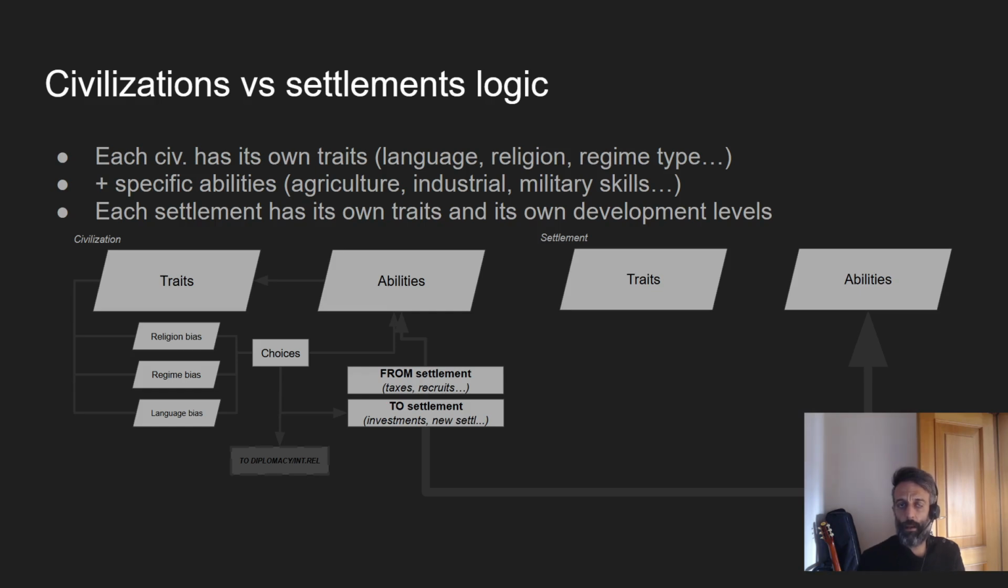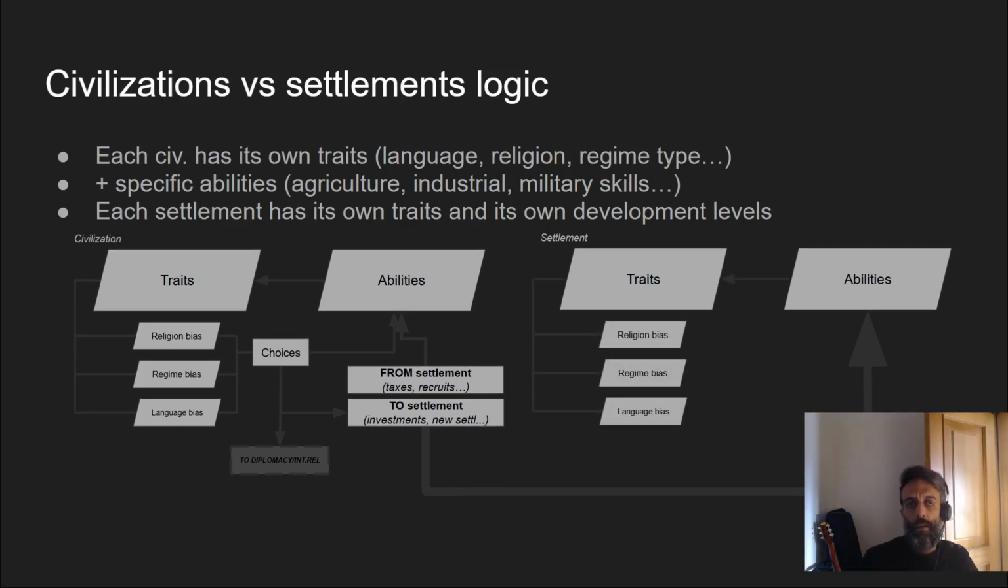Unsurprisingly, the typical relation between civilization and settlements has to do with investments and foundation of new settlements as output, and taxes, wealth, recruits received from settlements as input. Little room for feelings here. Direct material relationship.